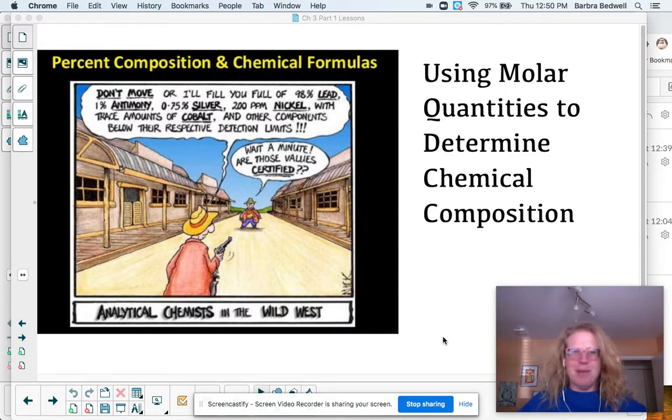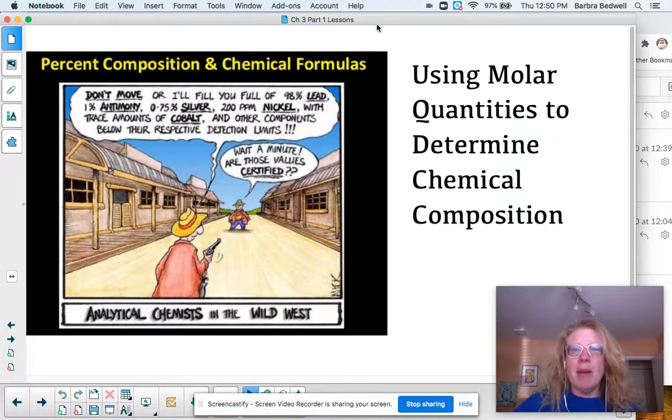You think you just have to plug it into a machine and it would tell you, but it really doesn't. I mean, they've gotten better certainly in the last few years. But this idea of being able to determine chemical composition or chemical formulas based on lab data or lab information is important.